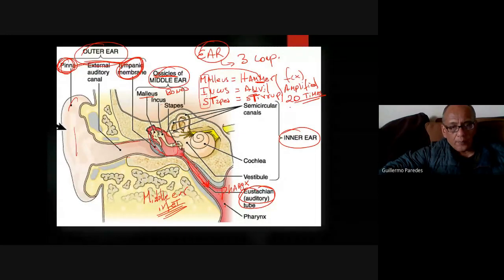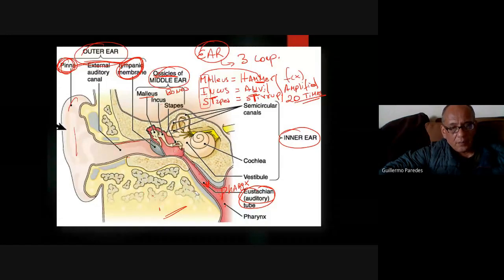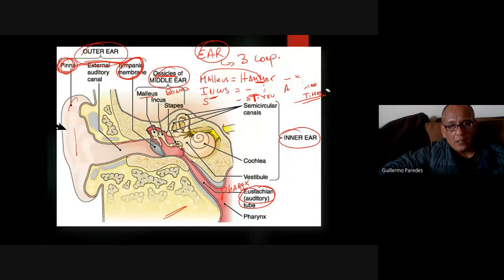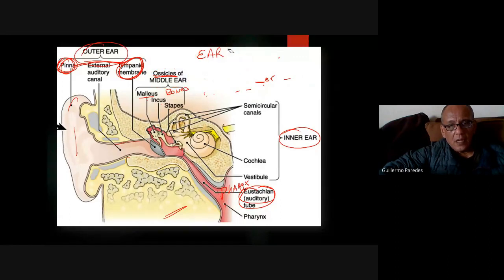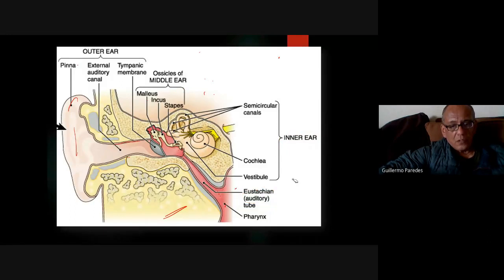Okay. So now, that is the middle ear. You okay with that? Now we are going to enter into the inner ear. The inner ear is composed, again, of three structures. Can you see something like a snail here? This is the vestibule, this is the cochlea, and this is the semicircular canals.